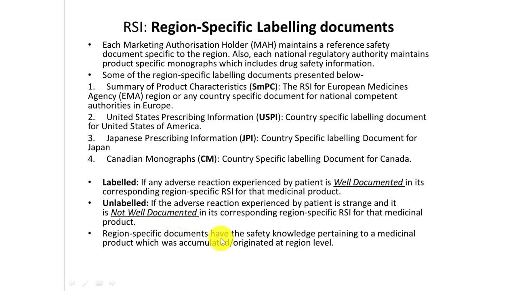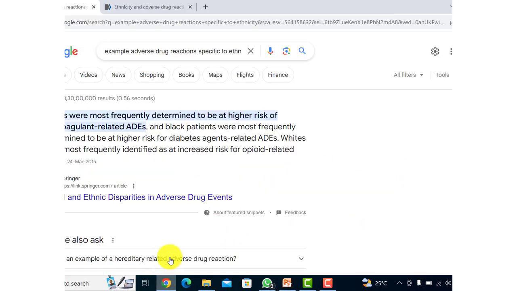Region specific documents have the safety knowledge pertaining to that medicinal product which accumulated or originated at that region level. So it may happen that some adverse drug reactions are not available. Sometimes in pharmacovigilance you have to assess both documents, like the core data sheet as well as the regional one. For example, if it's a US case, then you have to refer to the USPI. It may happen that the adverse drug reaction is not available in the core data sheet, but it's available in the USPI. So how does it occur? I'll just give one example. I searched for something here.